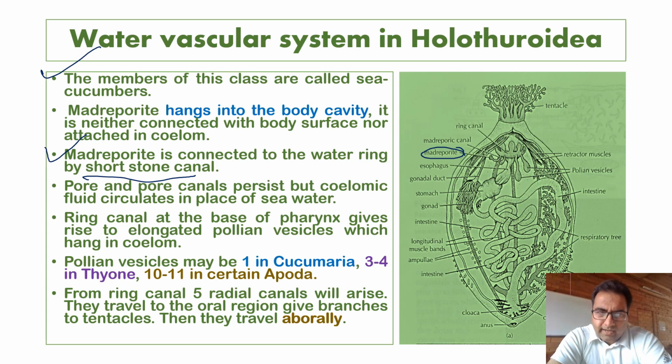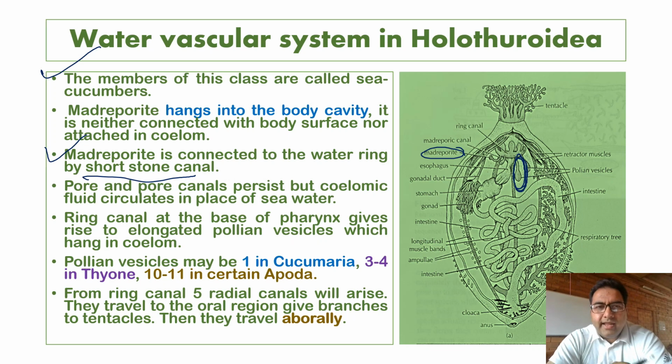The pore and the pore canals persist, but the coelomic fluid circulates in place of the seawater. The ring canal at the base of the pharynx gives rise to the elongated Polian vesicles. These Polian vesicles are elongated ones, and they also hang in the coelom.